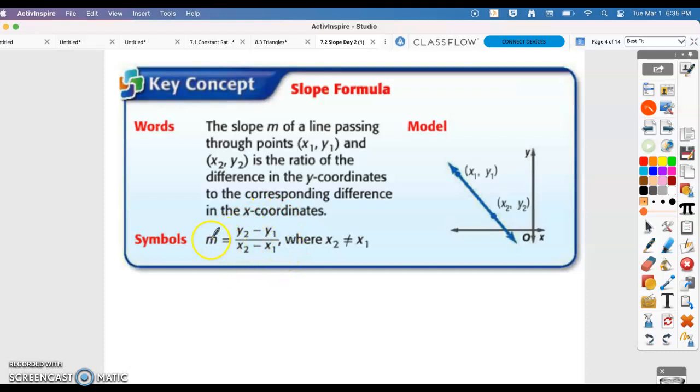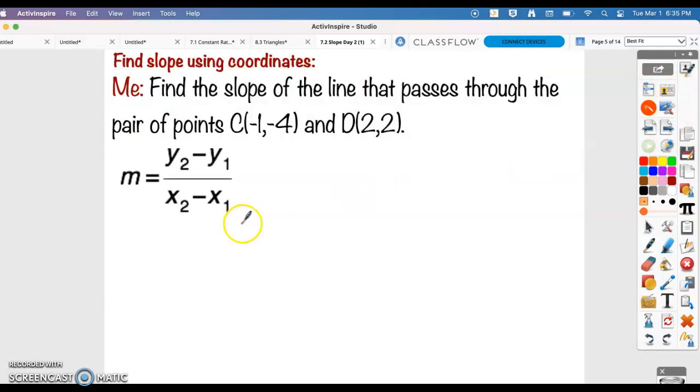Okay, and we're going to use the letter M to represent the slope, and it's going to equal your y2 minus your y1 over your x2 minus x1. And I know you're probably looking at that like there's 5 letters in there, what are we doing? Well, it's really not that complicated. It says find the slope of a line that passes through the points C and D. They're just labeling what points they would be, so you don't have to worry about that.